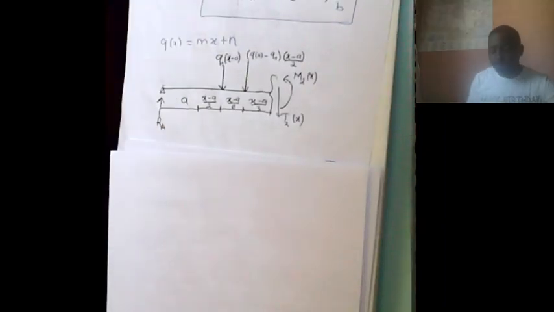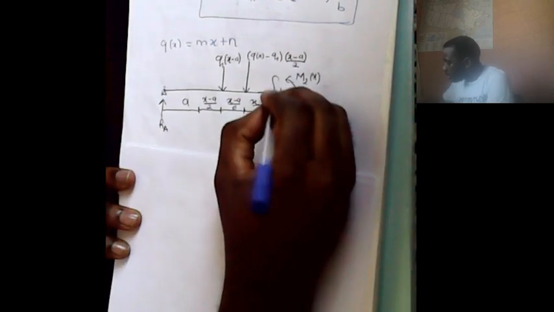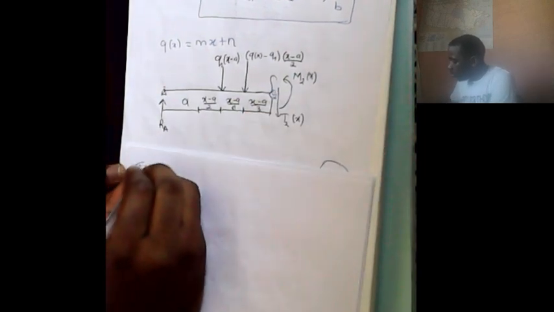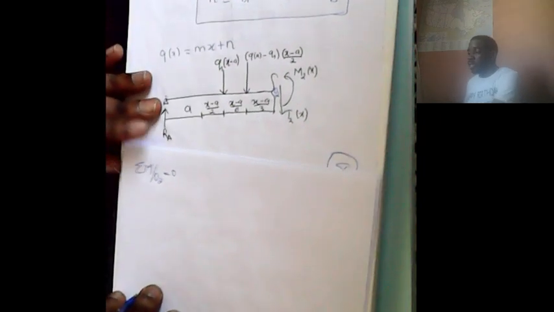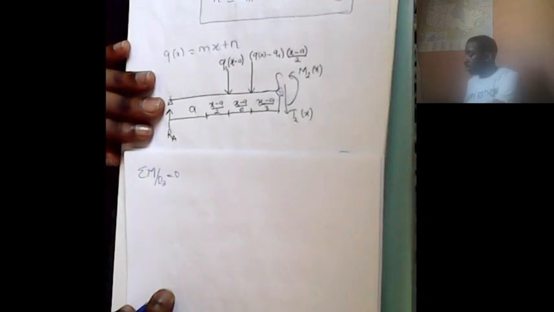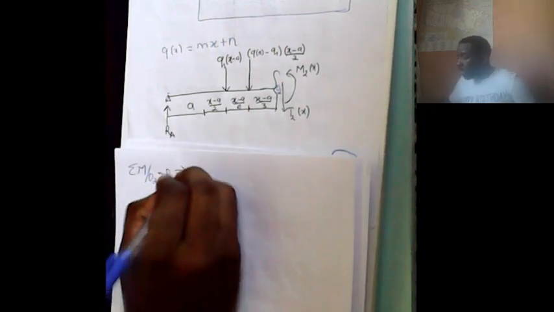We call this page 9. Good. So for the bending moment, we'll take the sum of moments about O2 to be equal to 0. I hope you guys are still following, please. If you're following, just type it there. Just say I am following.